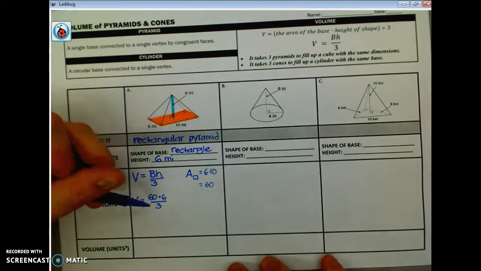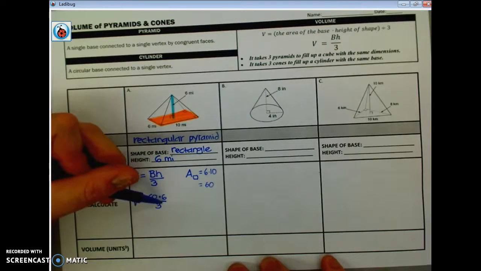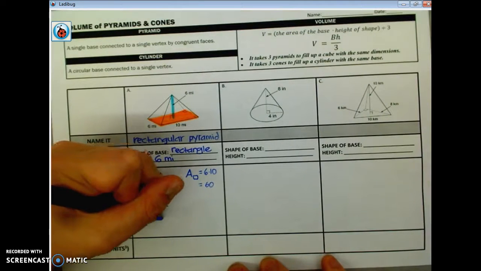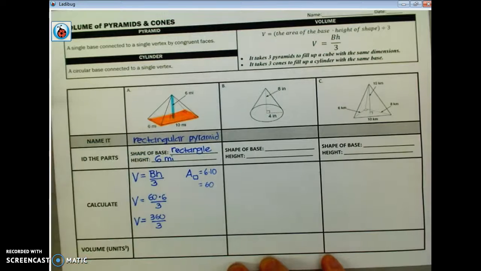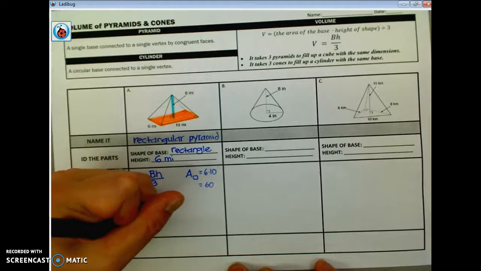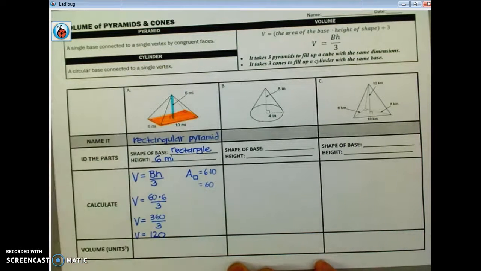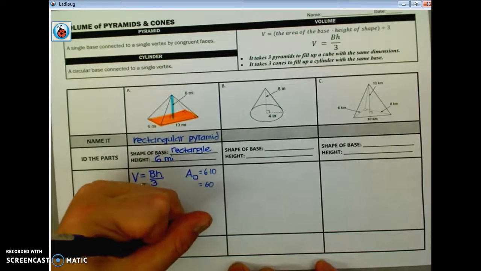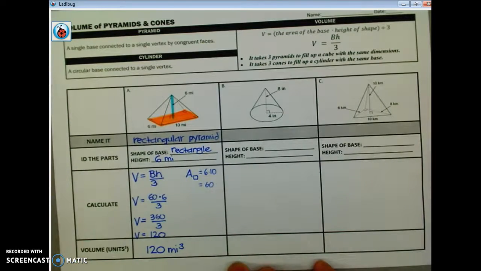Now you can do this in any order. You can multiply first and then divide. Divide this one and then multiply. Just make sure you don't do a double division. So I'm going to go ahead and do what's on top first. And 360 divided by 3, I get 120. So my volume is 120, and my units are miles. And remember, it's cubic units because it's 3-dimensional. We have 3 dimensions, so it's a cubic unit.